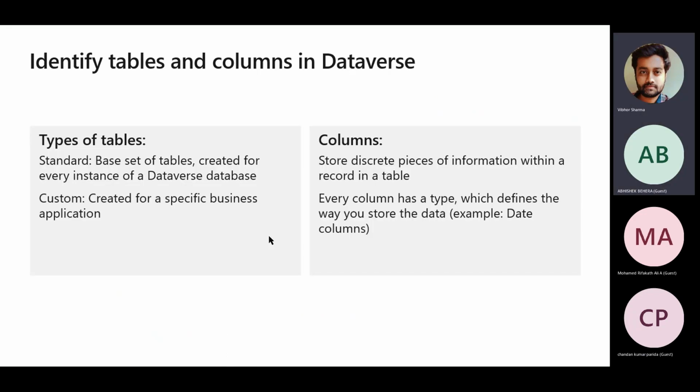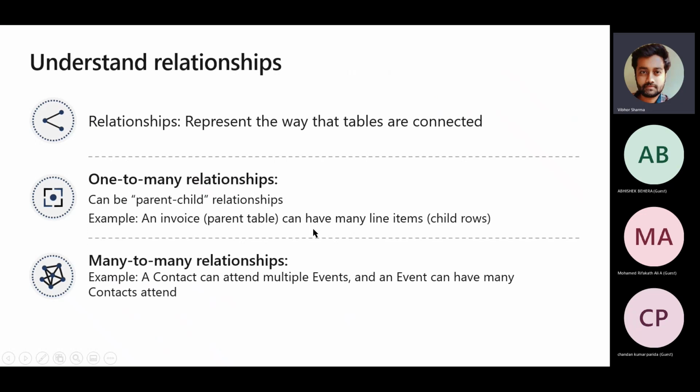This way is known as creating relationships. Relationships are the way tables are connected to each other. You can have parent-child relationships, defining them as many-to-many or one-to-many relationships. So one-to-many and many-to-many are different types of relationships.